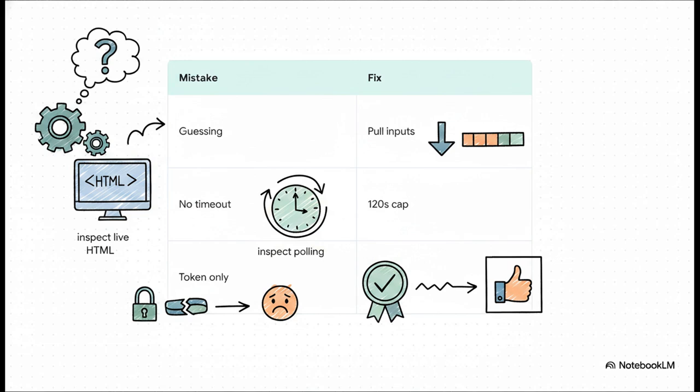And the third big one is treating token delivery as full success. Delivering the token means absolutely nothing if you don't verify downstream acceptance. Always make sure the target server actually accepted it.